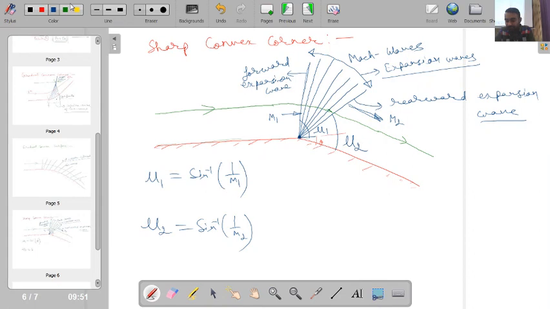Whatever region I have which is bounded by this forward expansion wave and rearward expansion wave, and which is the combination of an infinite number of expansion waves, this particular region is called the expansion fan. So the region over here, which includes a large number of expansion waves, is called an expansion fan. Another interesting feature is that if you see all these expansion waves, they are meeting at a corner. So this type of expansion waves are also called cornered expansion waves.